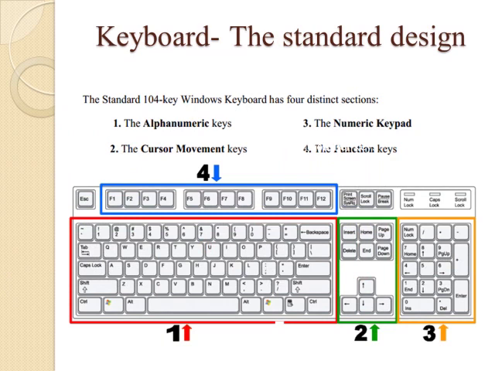Now, let's talk about the standard design of a keyboard. We have a standard 104 key Windows keyboard that has 4 distinct sections, as you can see if you have a keyboard in your home. The 4 distinct sections are the alphanumeric keys, the numeric keypad, the cursor keys, and the function keys, which have been numbered here, you can see. Okay?